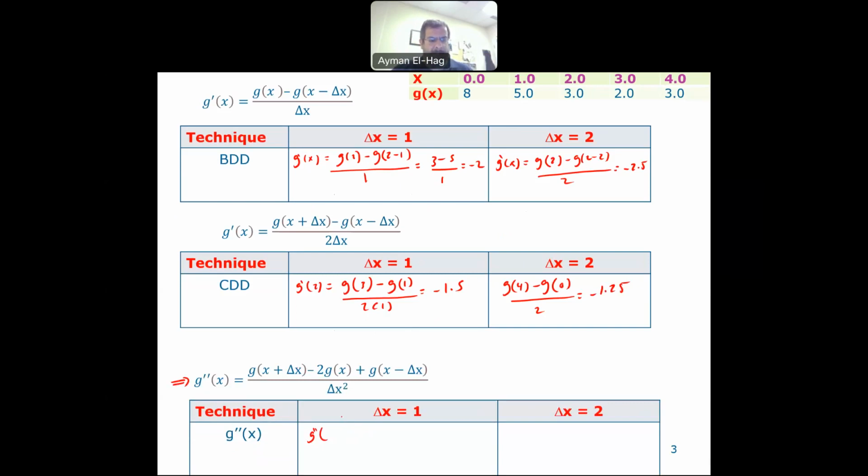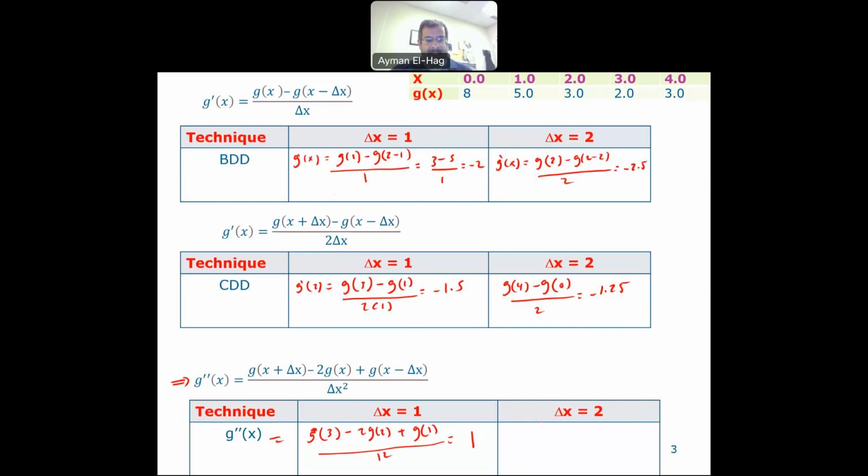Now delta X is equal to 1. X basically is equal to 2. So this is 2 plus 1, or so your G double prime is equal to G at 3 minus 2 G at 2 plus G at 2 minus 1, or 1, divided by 1 squared. And this will give me an answer that is equal to 1.